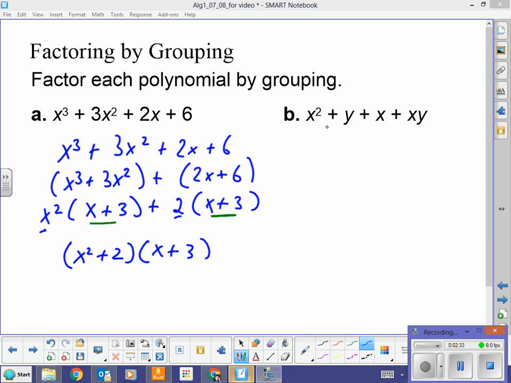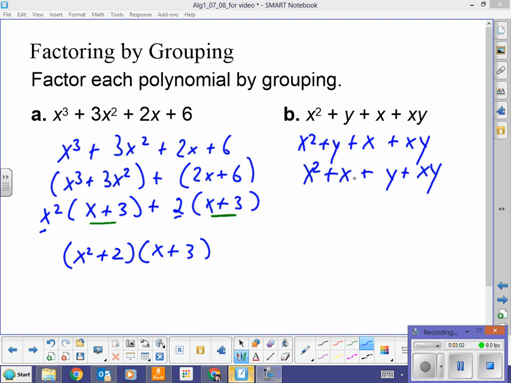x squared plus y plus x plus xy. I'm going to think of this as x squared. Well, let me back up here. If I think of this as x squared plus y, I won't have a common factor. So I'm going to rewrite this as x squared plus x plus y plus xy.